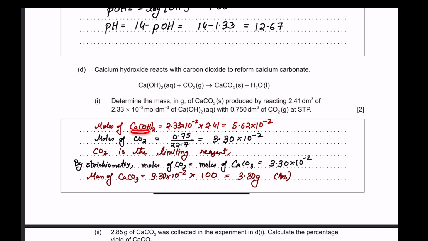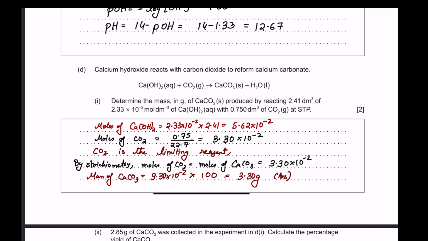So let's find the moles of calcium hydroxide. This is the volume, this is the concentration. So volume times concentration will give us the moles of calcium hydroxide. Moles of CO2 would be 0.75 divided by the molar volume. That would be 3.3 × 10⁻². On comparing both of them, CO2 has a lesser value. So CO2 will be our limiting reagent, and we will use the limiting reagent as the basis of our calculation.